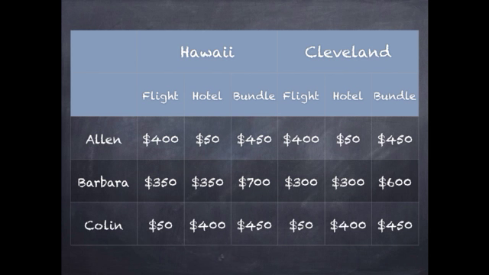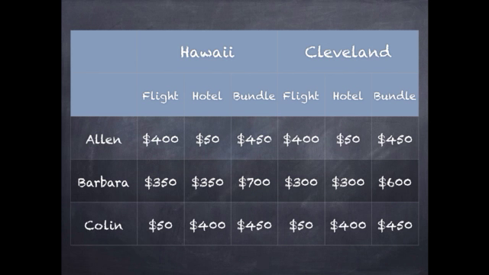Let's take a look at if they bundle. All right, let's start at the highest price. If they charge $700 and they bundle the flight and the hotel room together, Barbara is the only one who's willing to purchase because that's exactly equivalent to her reservation price. Alan only wants to spend $450 for that bundle, and Colin only wants to spend $450 for that bundle. So if they bundle, their profits will be equal to $700.